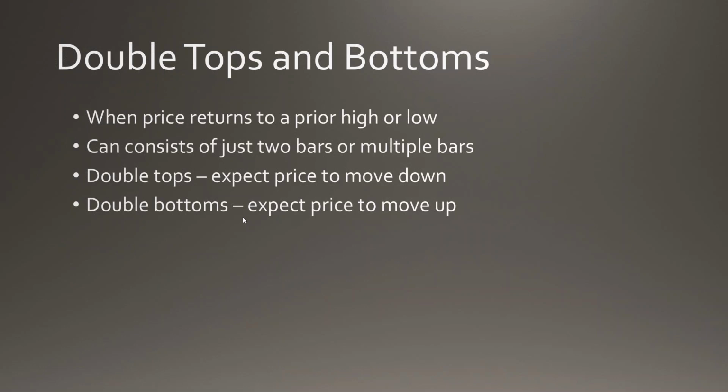Now, you also have what's called double tops and double bottoms. I do actually trade these a lot. All it is, you have a high, and price returns to that high, or if you're looking at lows, it returns to the low. It can actually be two bars or it could be multiple bars. The bigger the distance is between them, usually the bigger the move is. If you're looking for a double top, you expect price to move down. If you're looking at a double bottom, you expect price to move up.